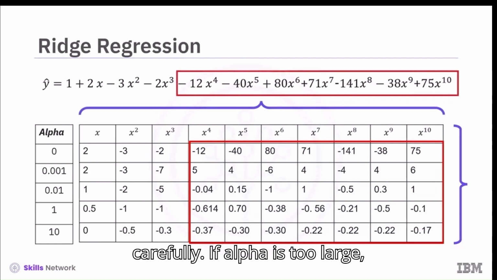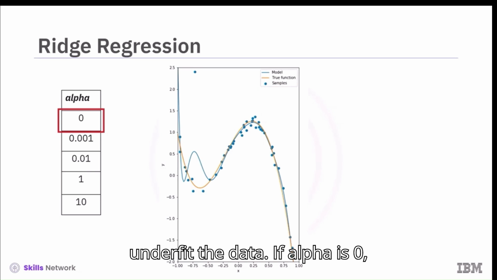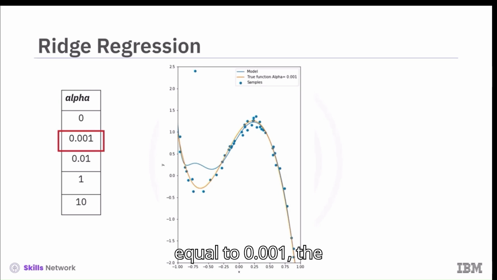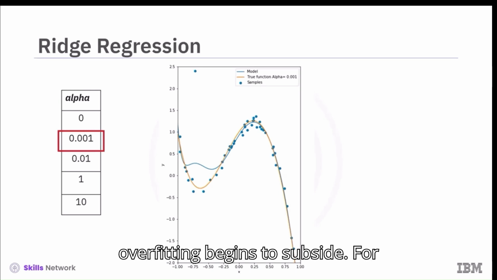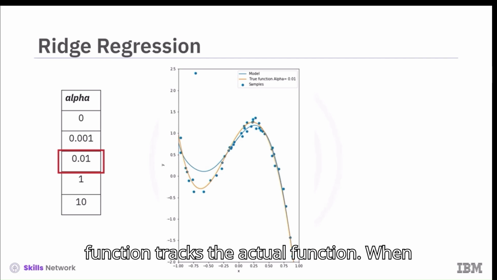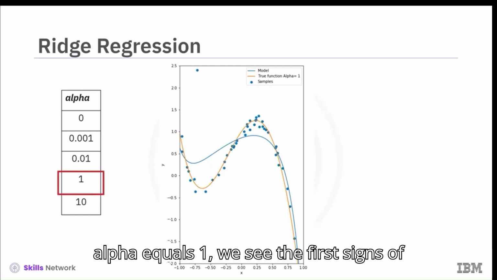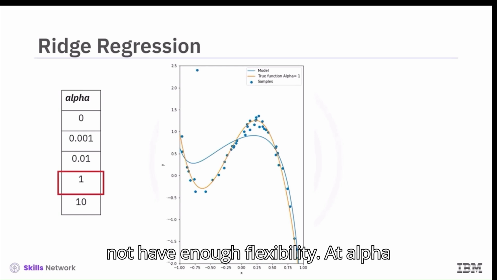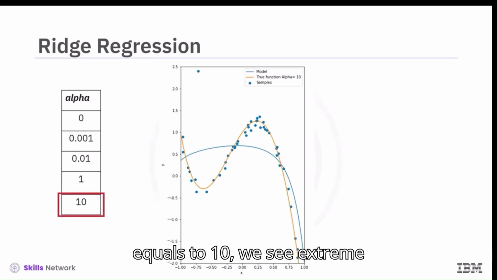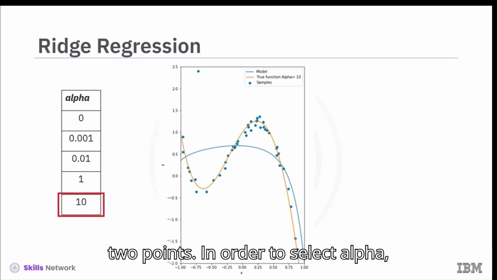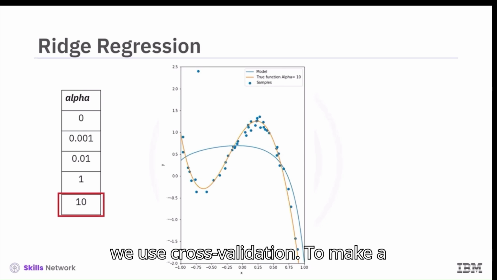If alpha is too large, the coefficients will approach 0 and underfit the data. If alpha is 0, the overfitting is evident. For alpha equal to 0.001, the overfitting begins to subside. For alpha equal to 0.01, the estimated function tracks the actual function. When alpha equals 1, we see the first signs of underfitting. The estimated function does not have enough flexibility. At alpha equal to 10, we see extreme underfitting. It does not even track the 2 points. In order to select alpha, we use cross-validation.